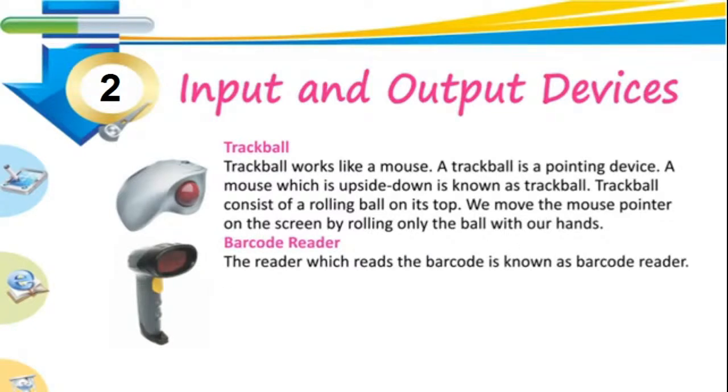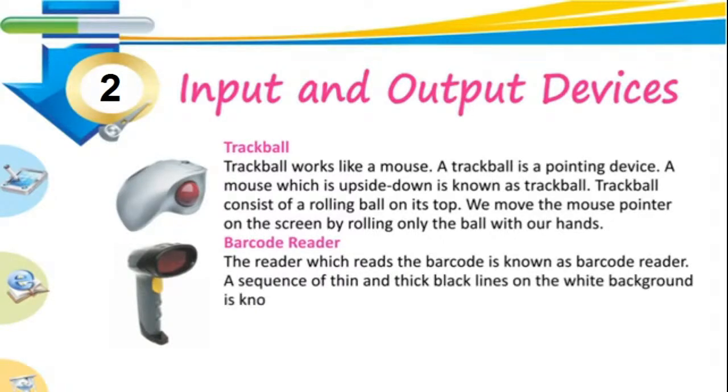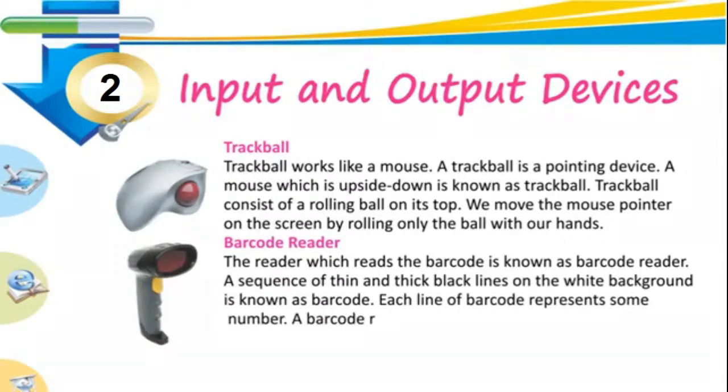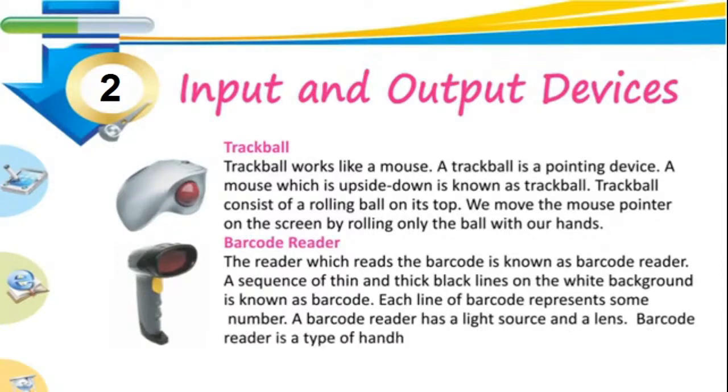Barcode Reader. The reader which reads the barcode is known as Barcode Reader. A sequence of thin and thick black lines on the white background is known as barcode. Each line of barcode represents some number. A barcode reader has a light source and a lens. Barcode reader is a type of handheld scanner.